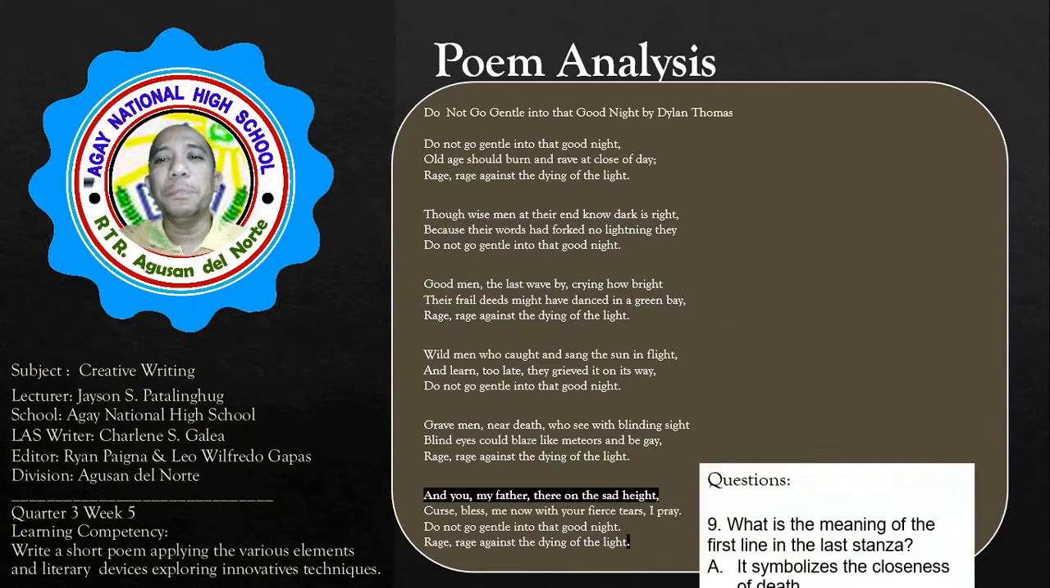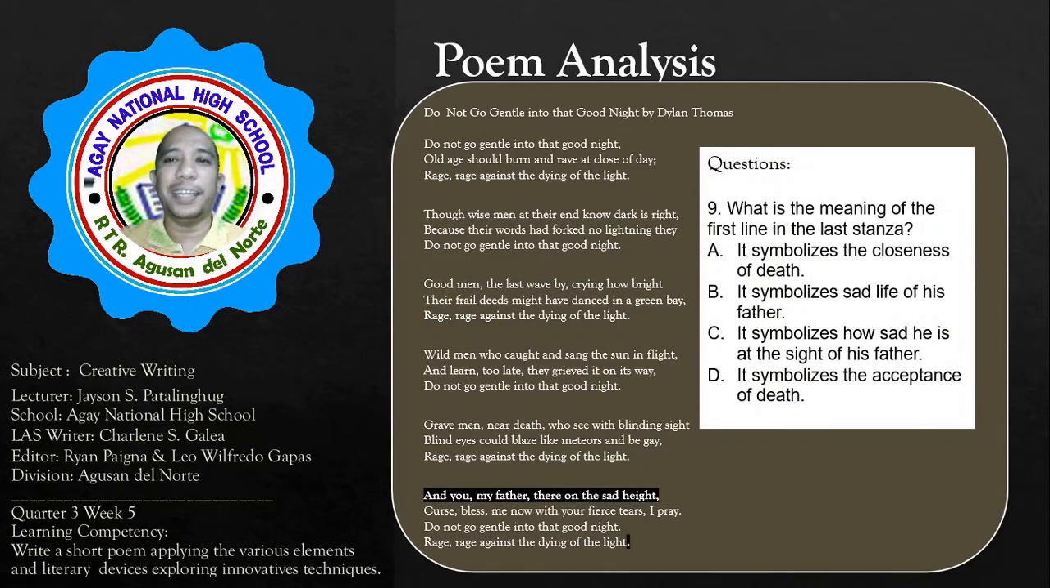Okay, now to question number 9. What is the meaning of the first line in the last stanza? Okay, what's the first line in the last stanza? "And you, my father." So now we know that this persona is talking to his father who is about to die. "And you, my father, there on the sad height." Okay, what does that mean?